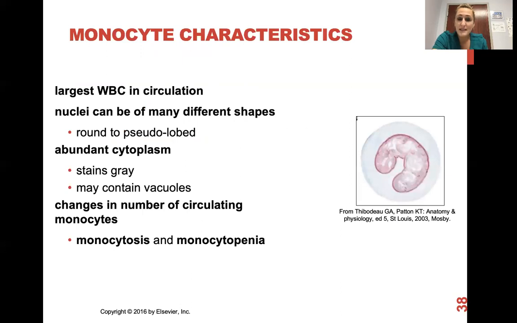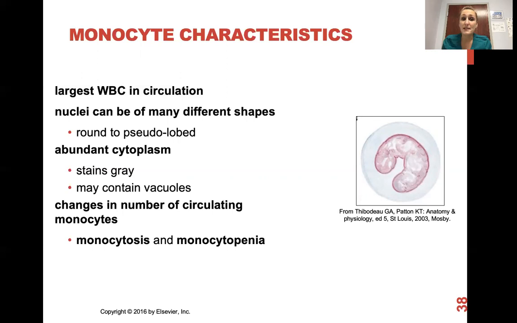Last but not least, monocytes. Monocytes make up 5 to 6% of circulating total white blood cells, and they're the largest in size in white blood cell circulation. Nuclei can be a lot of different shapes. Don't get hung up on the shape of the nucleus. They can be round, they can be pseudolobed, so they can look like a neutrophil and they're not. They can look like a lymphocyte, but they would be way too big. So don't stress about the nucleus when you're trying to identify them.